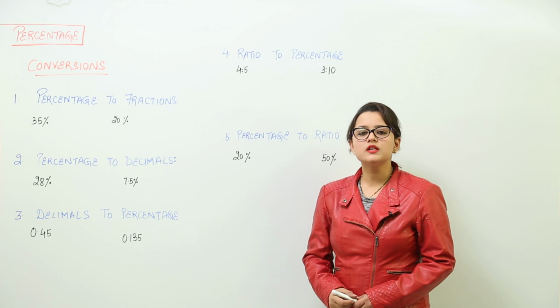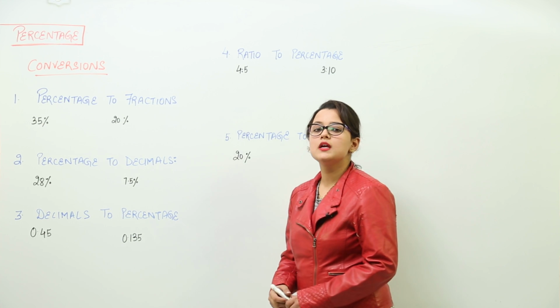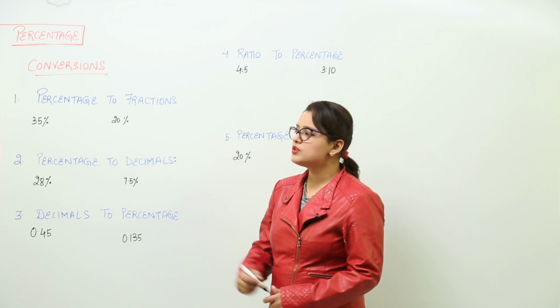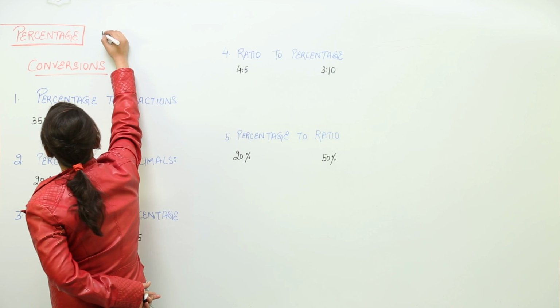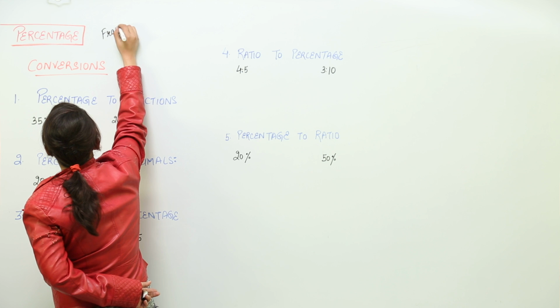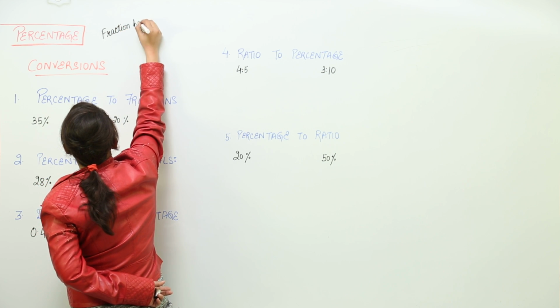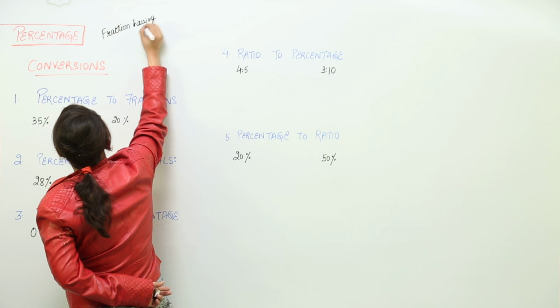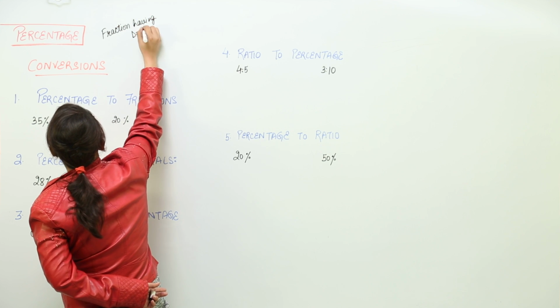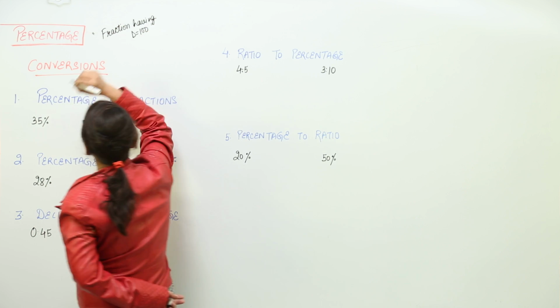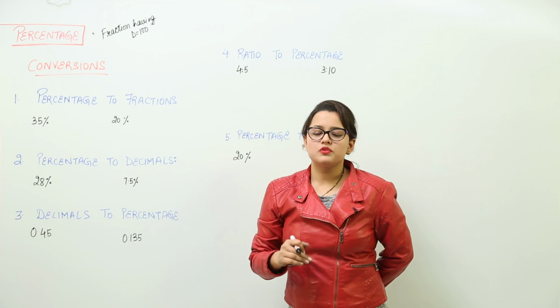Percentage. Percentage is a fraction which has denominator 100. So any fraction that has denominator 100 can be known as the percentage. So you can write the fraction having denominator equal to 100 will be known as the percentage, right? Now we have to learn some conversions.